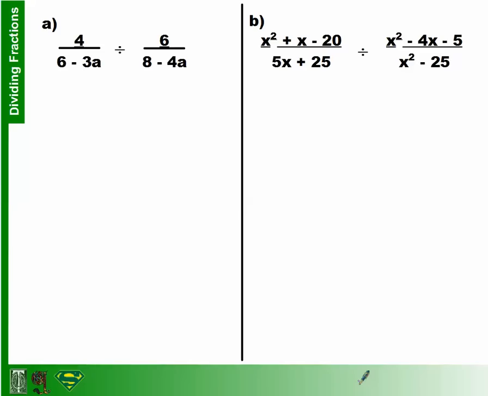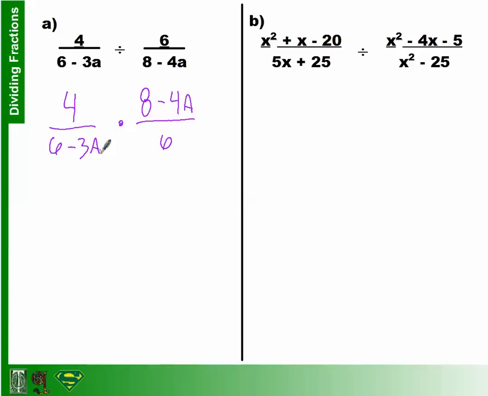So we have 8 minus 4a over 6. What do we do with the division? You make it multiplication. We still have 4 over 6 minus 3a. So nothing's different so far compared to normal dividing fractions.